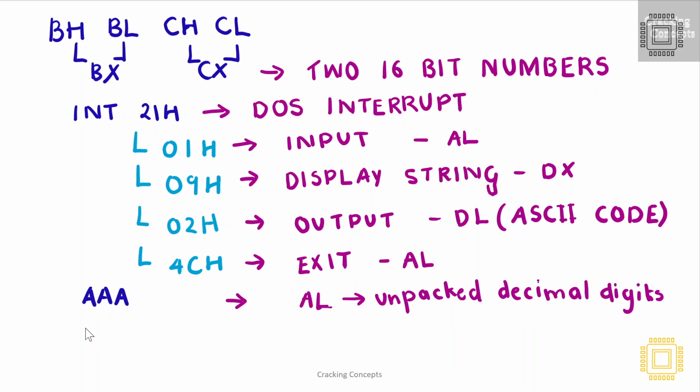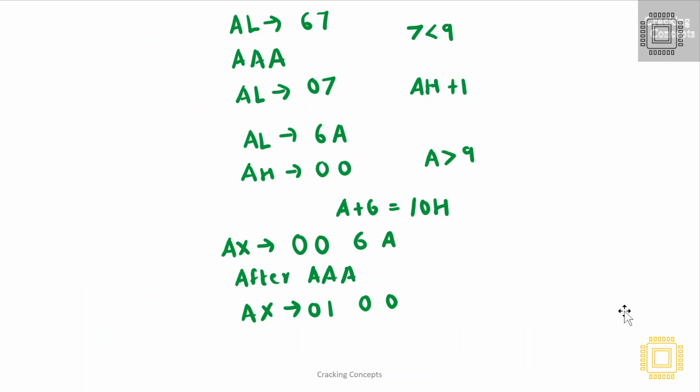Next is an instruction AAA, which stands for ASCII adjust after addition, which is usually performed after the addition of two ASCII coded operands to give a byte of result in AL. After the execution of this instruction, the result in AL will be converted to unpacked decimal digits. We'll see an example for the same.